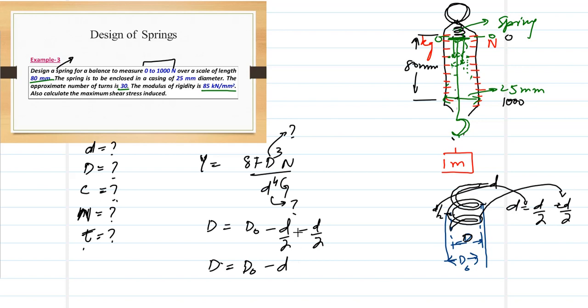Now there are two ways to solve it. The simplest way is, let's say I have the casing. I have to enclose a spring with a casing diameter of 25 mm. So I have to take a spring which does not touch the sides of the casing, but is at least slightly smaller than the diameter in which the spring has to be enclosed. So let me take capital D as 24 mm.